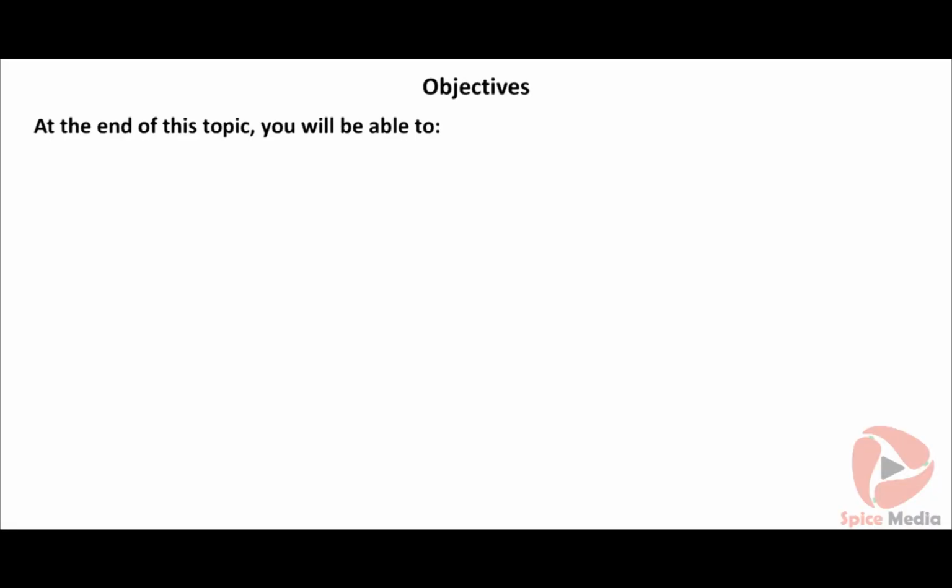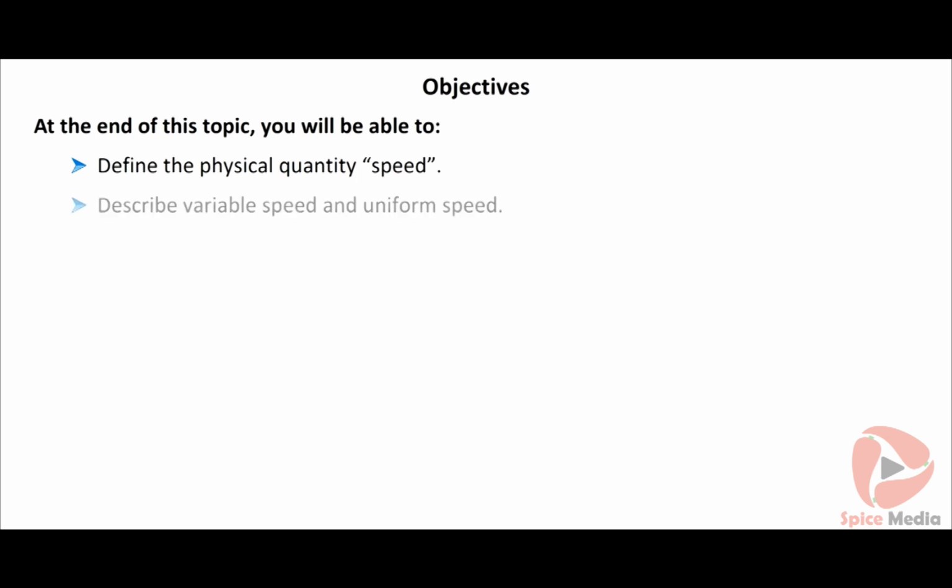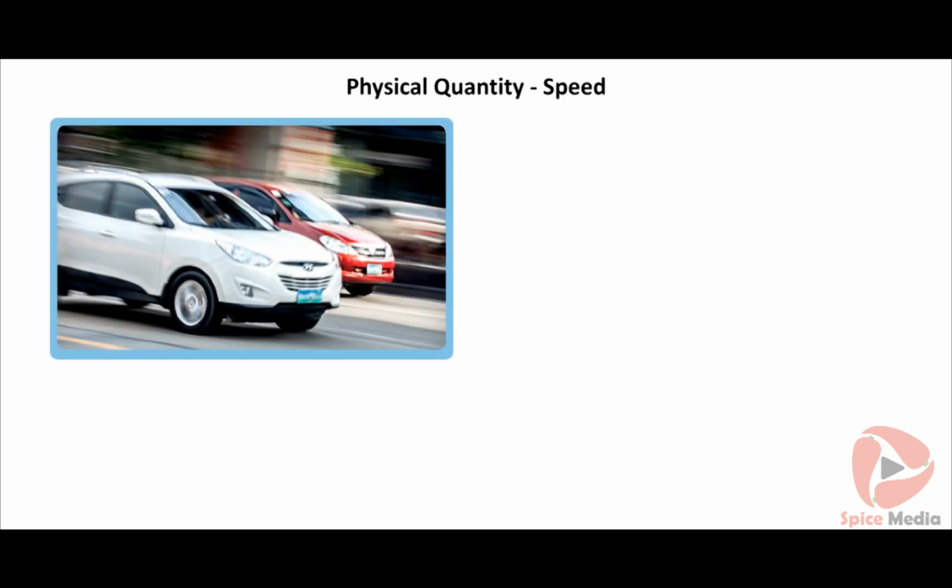At the end of this topic, you will be able to define the physical quantity speed, describe variable speed and uniform speed, and express the equation of average speed. We see and interact with moving objects every day. The most obvious feature of an object in motion is speed.